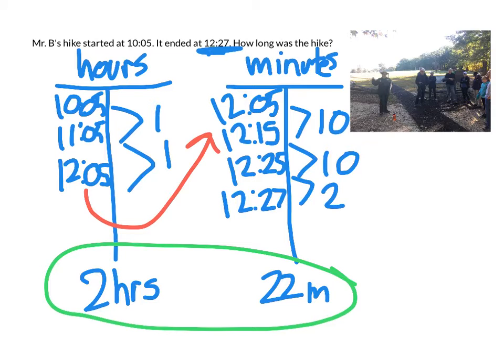So you do an hours T-chart counting whole hours until you can't jump another whole hour. Then you bring up that last one, and you bring up your last one to your minutes, and then you jump minutes till you get to your final end time.